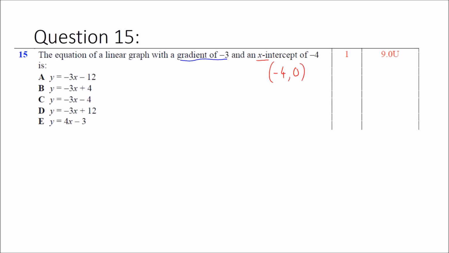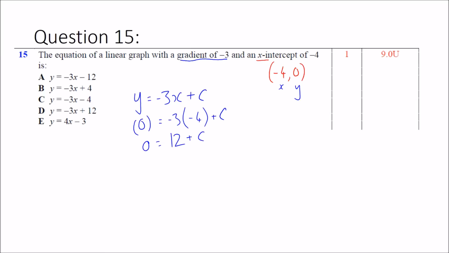So doing what we did in the previous example, I'm going to write down what I know. So I know y equals -3x plus c. Now I've got an x value and a y value here, so I can sub those in. So 0 equals -3 times -4 plus c. Okay, -3 times -4 is +12 plus c. Now to get rid of the 12, I've got to subtract it from both sides. I've skipped over any real working there, but because I'm subtracting 12 from both sides, this disappears and I'm left with -12 on the other side.